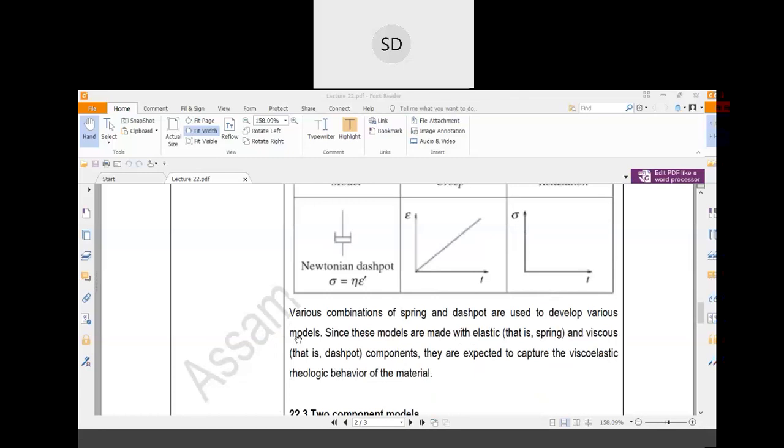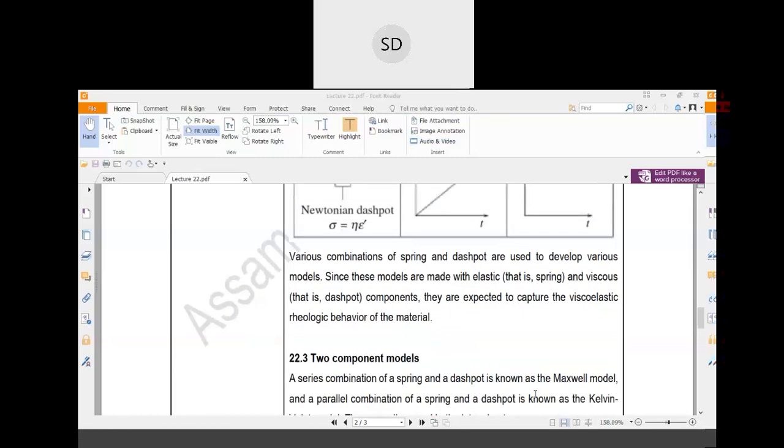Now various combinations of spring and dashpot are used to develop various models. Since these models are made with elastic elements, that is springs, and viscous elements, that is dashpots, this combination of spring and dashpot represents the viscoelastic nature of the bituminous material.